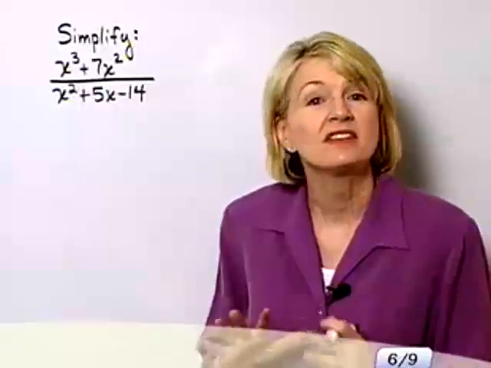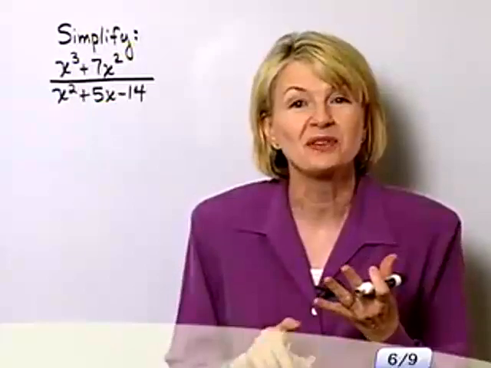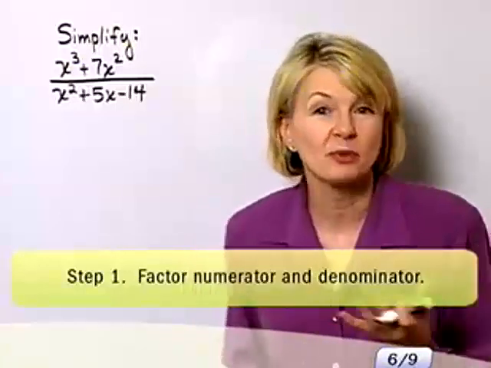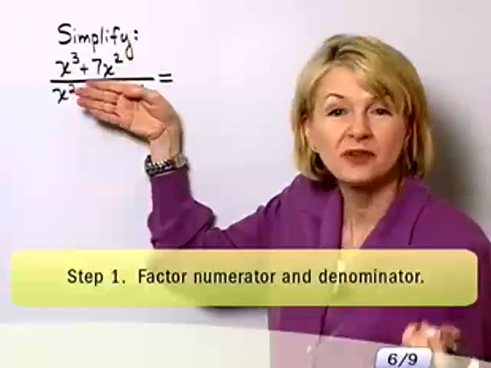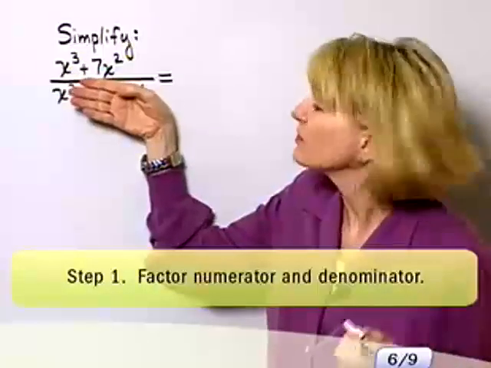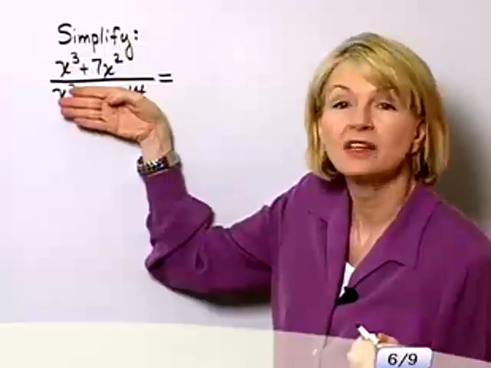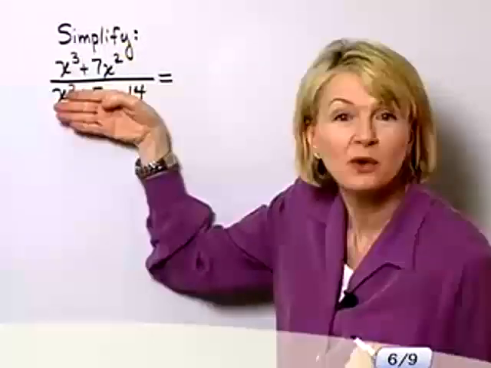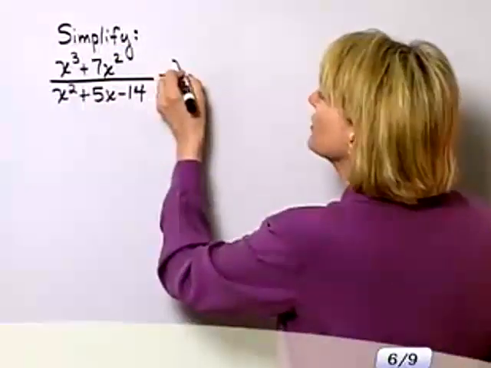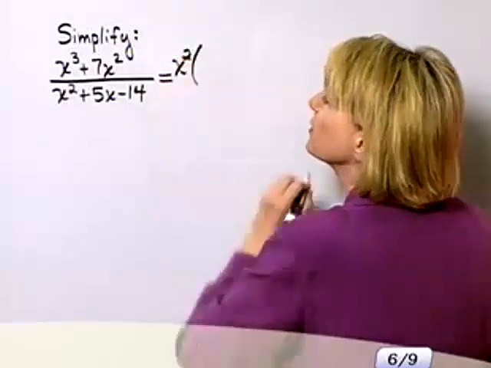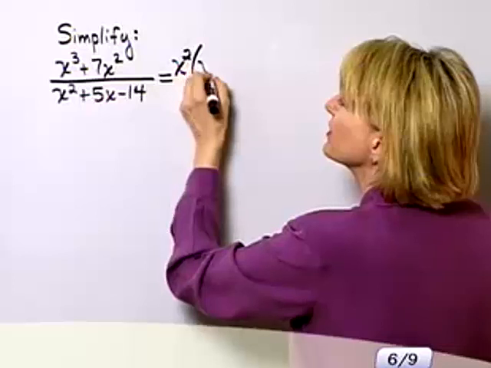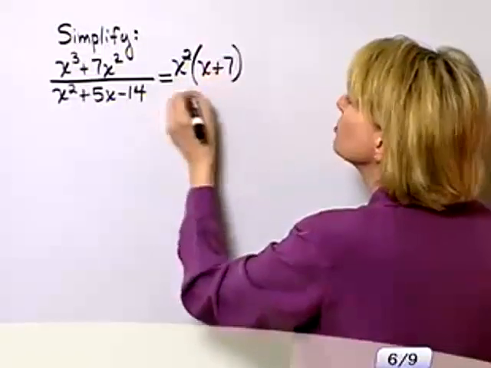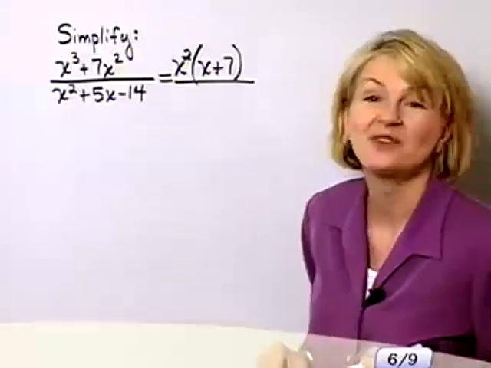Study this a moment. This is a rational expression. I want to simplify it. So we'll go through those two steps. Let's completely factor numerator and denominator. Let's look in the numerator. What's the first step to factoring? It is to factor out a greatest common factor, if there is one, and it is x squared. So factor out x squared. When you do so, you have left x plus 7. And the numerator cannot be factored further.